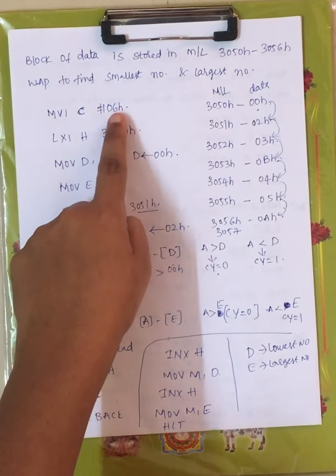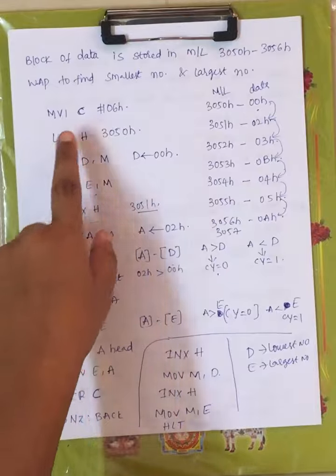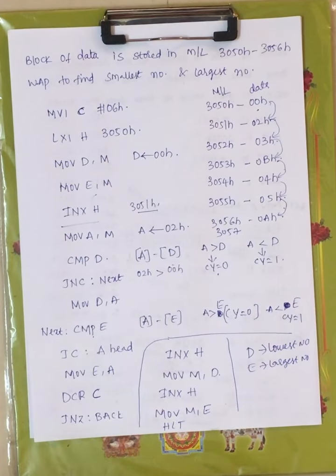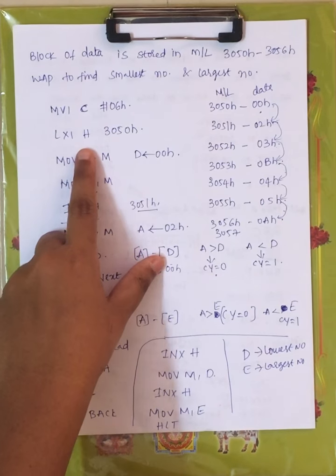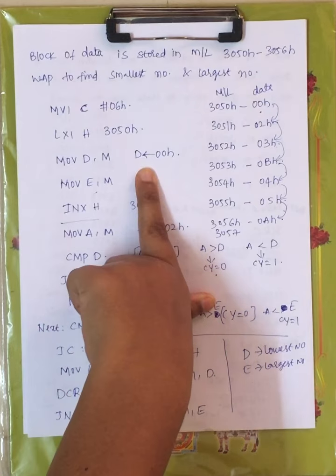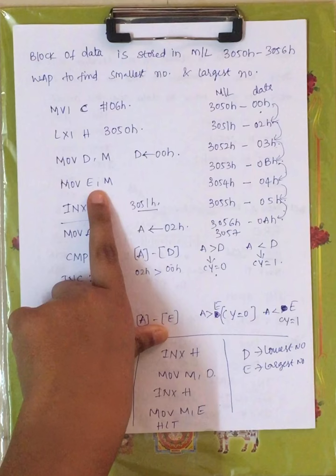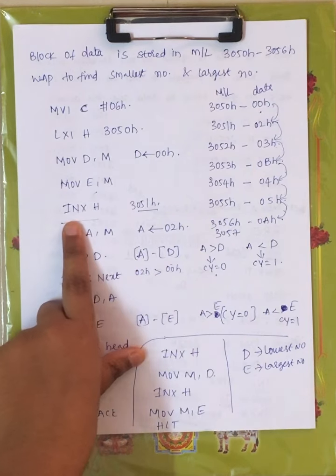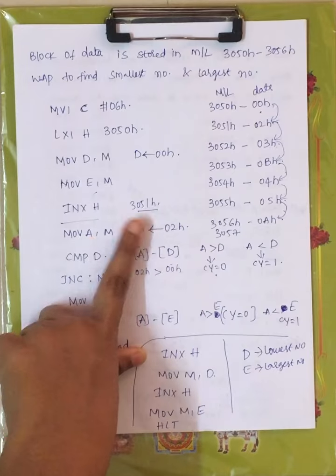Now initially since we have 6 comparisons, we are assigning a count value to a particular register C, right? Now the starting memory location is moved to the HL register pair, and that data is moved to D register, and again it is moved to E register also, right? Incrementing memory location. Initially it is 3050H. After incrementing it will become 3051H, right?